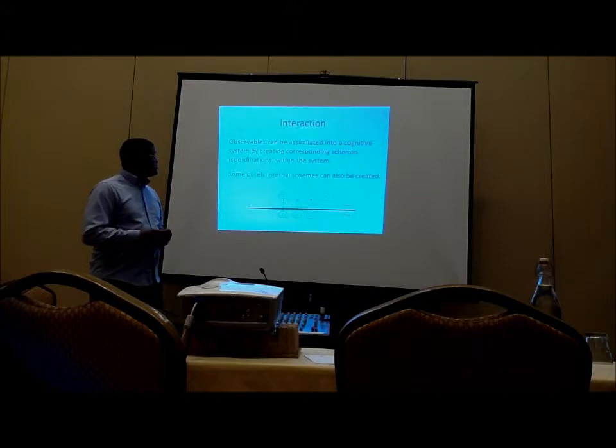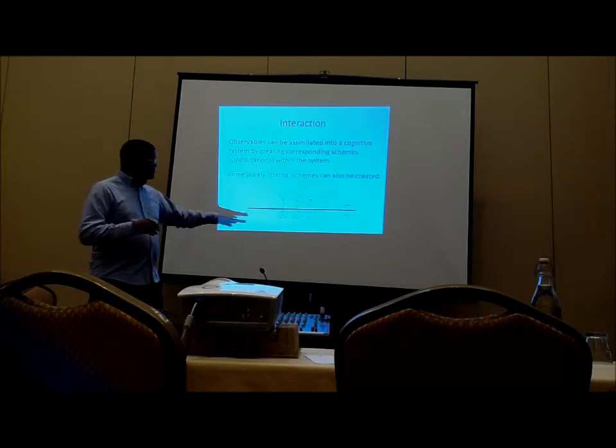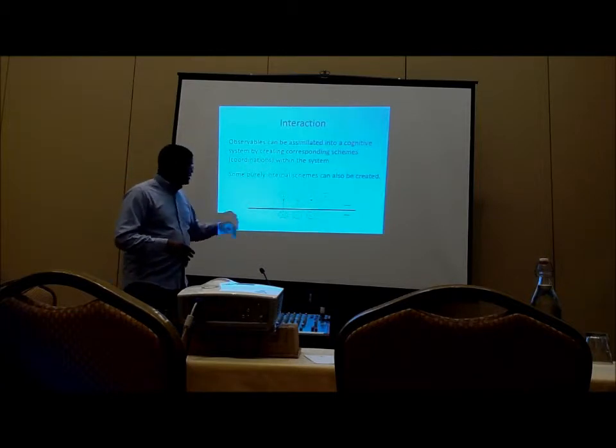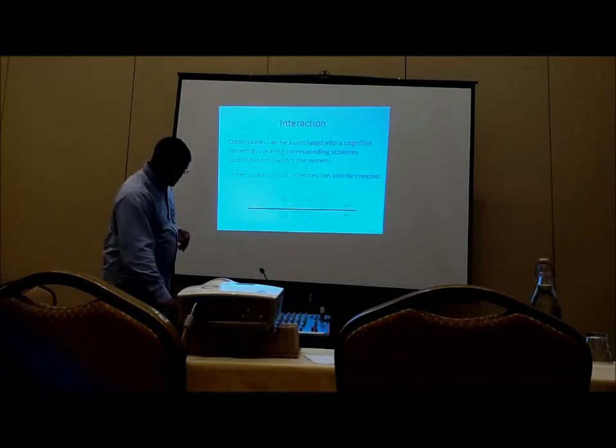So we say observables can be assimilated into a cognitive system by creating corresponding schemes, which we call coordinations, within the systems. So basically we have some information patterns that exist in the milieu, and our perceiver process will create a corresponding pattern internally in the system that mirrors the external pattern. And sometimes we can also just synthesize purely internal schemes. So for example, D is something we synthesize which has no external kernel.